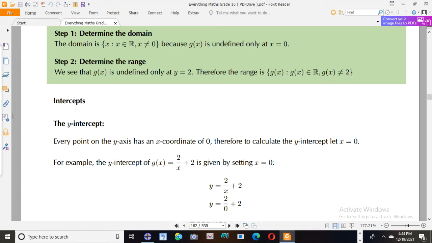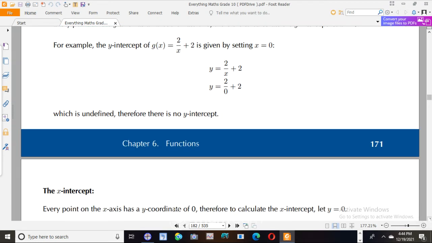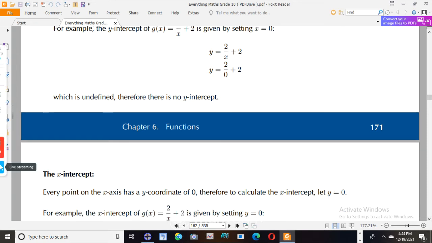So y is equal to 2 over x plus 2, and y is equal to 2 over 0 plus 2, which is undefined. Therefore, there is no y-intercept.